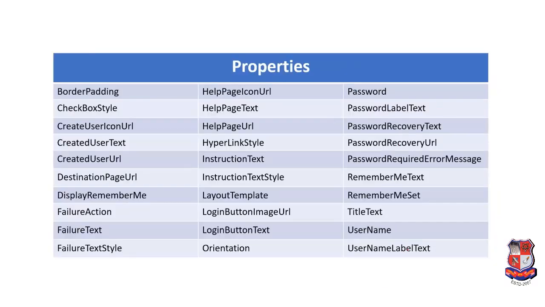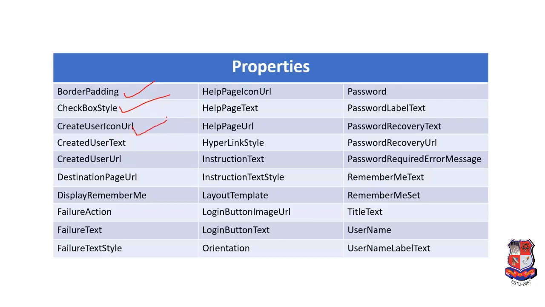Now we'll discuss properties available for the login control. We'll start with the first, that is border padding. It retrieves or specifies the padding of the border of the login control. Next is checkbox style. It retrieves the reference of the style object to define the display setting of the remember me checkbox.